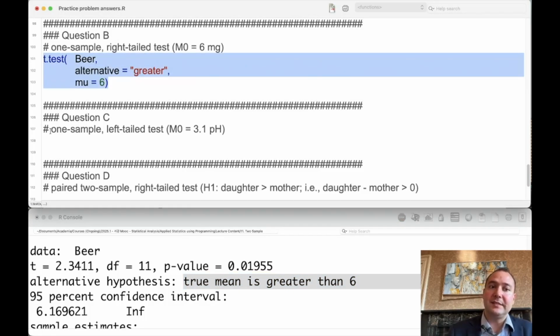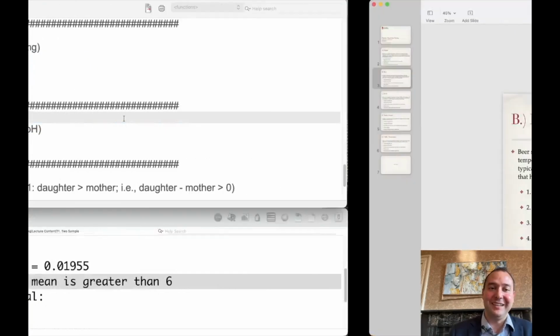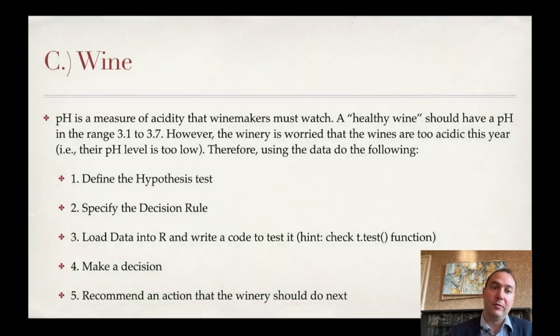All right, you can see the next example here. Let's check the next example. Wine. pH is a measure of acidity that winemakers must watch. A healthy wine should have a pH between 3.1 and 3.7. However, the winery is worried that the wines are too acidic this year. Acid has a low pH, so they're worried that maybe the level is too low. Therefore, use the data to find the hypothesis test.